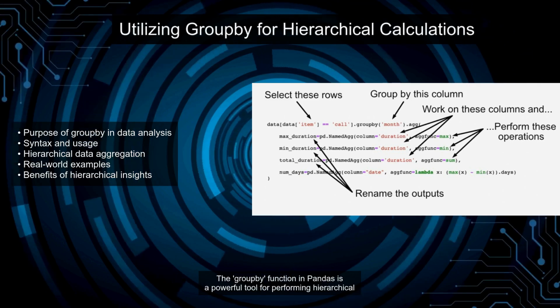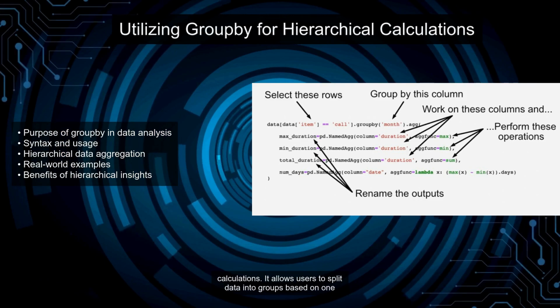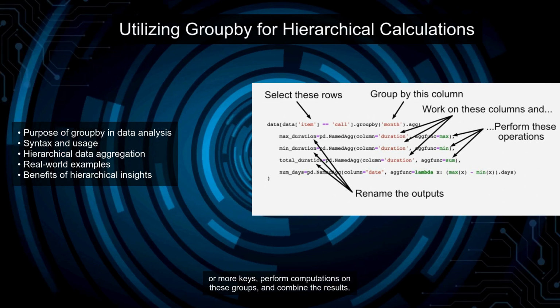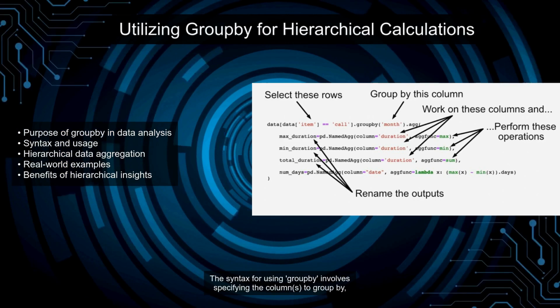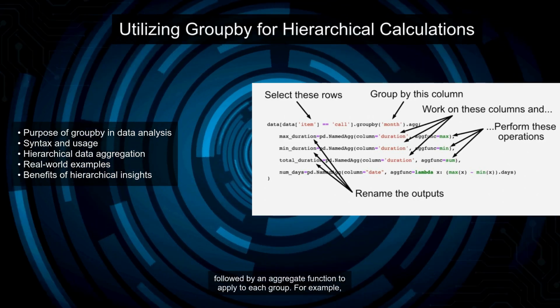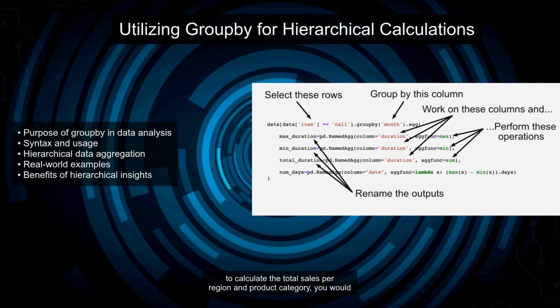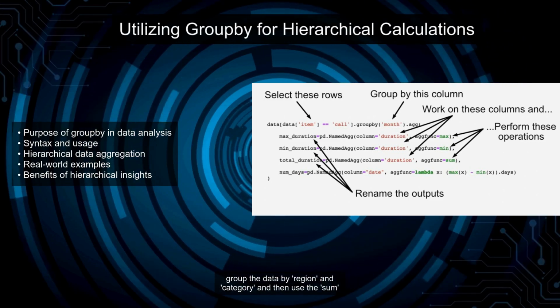The GroupBy function in Pandas is a powerful tool for performing hierarchical calculations. It allows users to split data into groups based on one or more keys, perform computations on these groups, and combine the results. The syntax for using GroupBy involves specifying the columns to group by, followed by an aggregate function to apply to each group. For example, to calculate the total sales per region and product category, you would group the data by region and category and then use the sum function on the sales column.